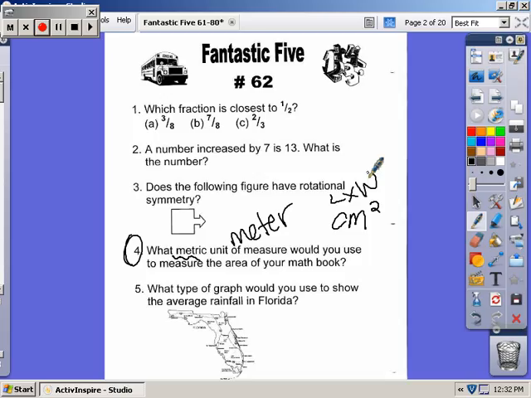And Jillian added on that we could even use millimeters. Millimeters, which are smaller. A millimeter squared would be smaller, but those would be appropriate answers. Either of those are appropriate for the test. So good to both of you.